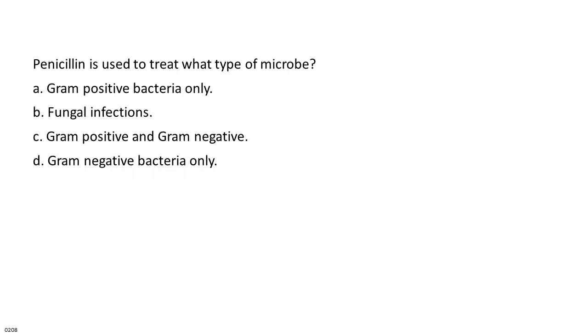Penicillin is used to treat what type of microbe? A. Gram-positive bacteria only. B. Fungal infections. C. Gram-positive and gram-negative. D. Gram-negative bacteria only.